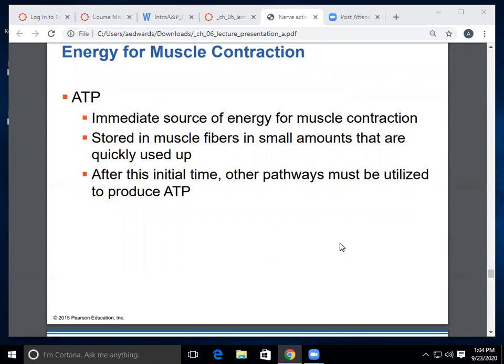So where does the energy come from? ATP, right? Adenosine triphosphate. So where do you store it? It gets stored in your muscle fibers in small amounts. They're used up, so you don't really store a whole lot. You store some, but not a lot. So you have some just to get you going, but you need the ability to make it when you need it.